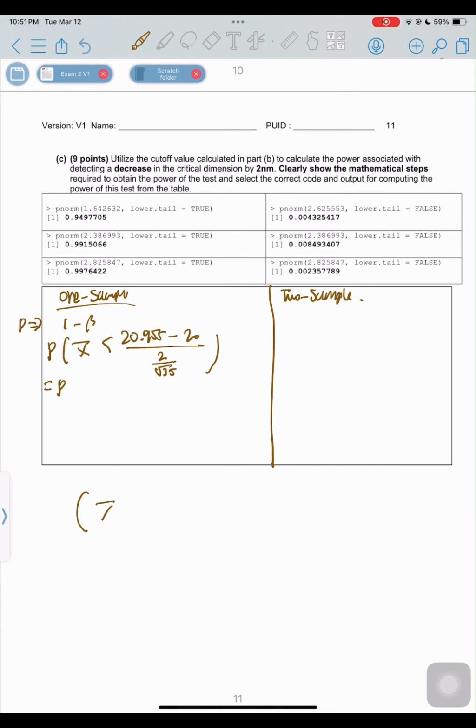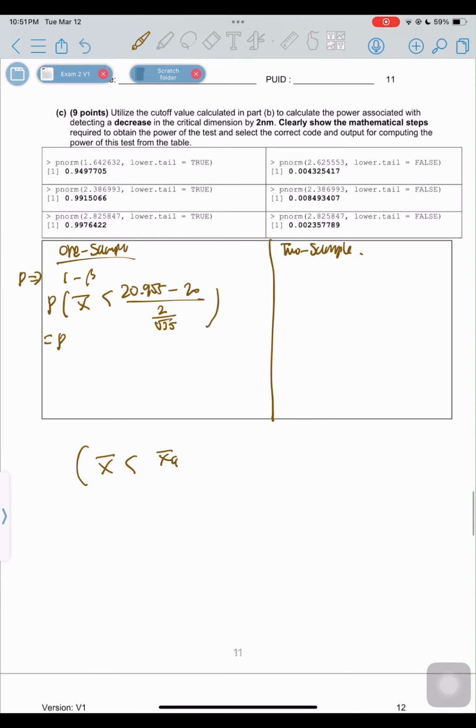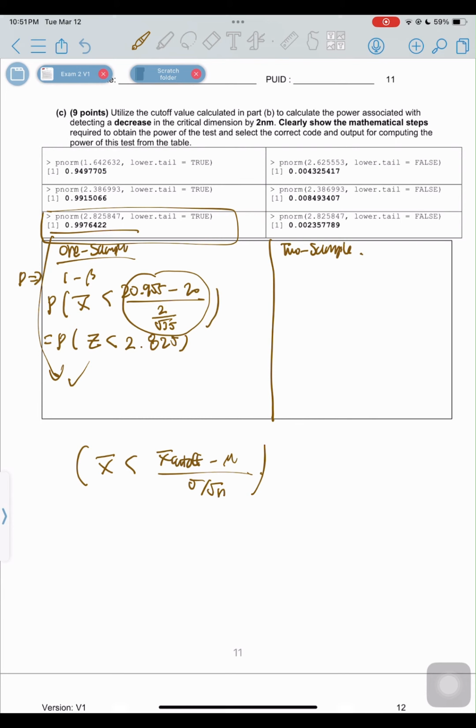So it's like x cutoff minus mu over sigma over square root of n. There we go. That's how you find the value using the Z table. So Z is less than or equal to something like, if you do this calculation, 2.825. And then if you look at our options, we have this one, 0.99766422. So that is the output that you're going to choose for one sample, right?